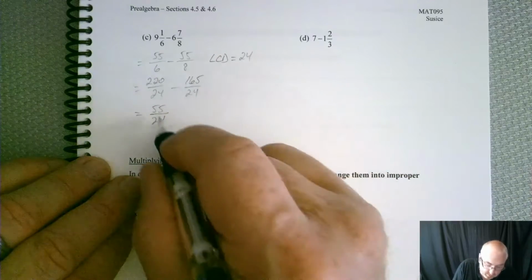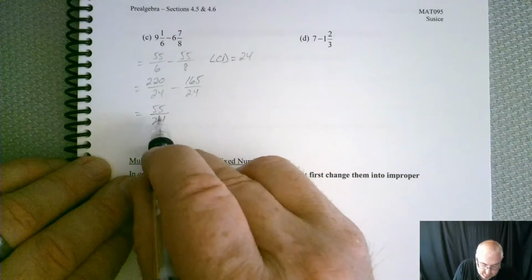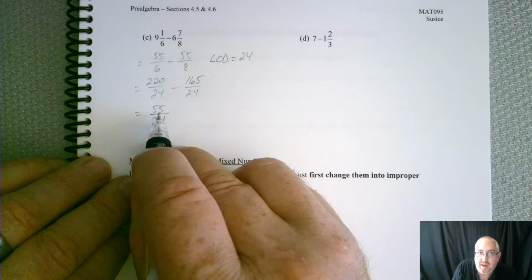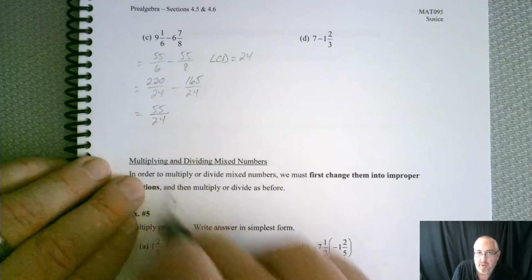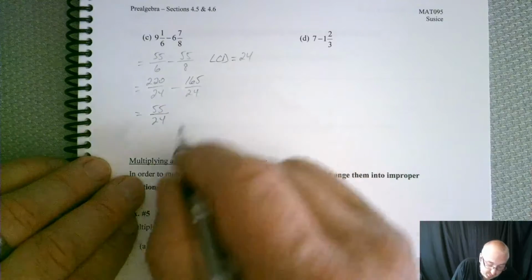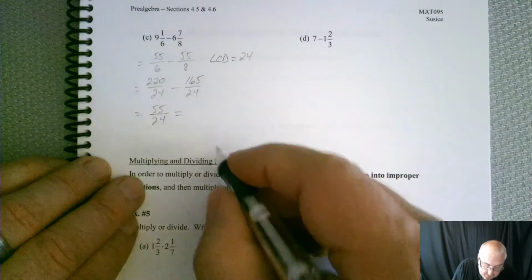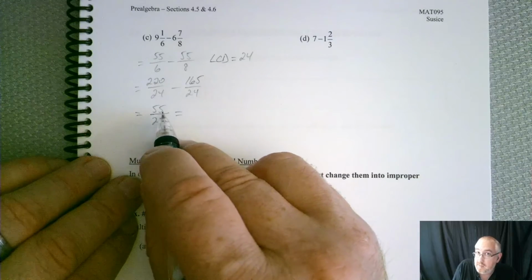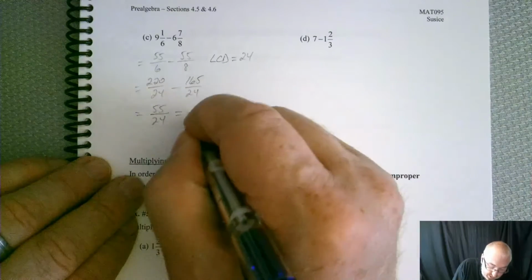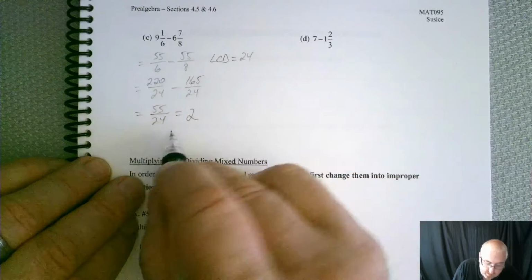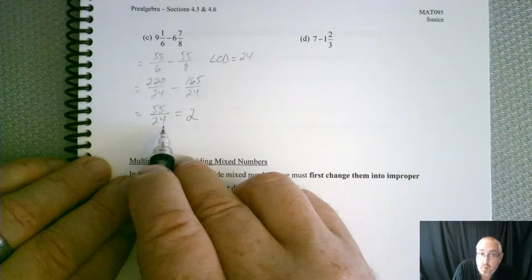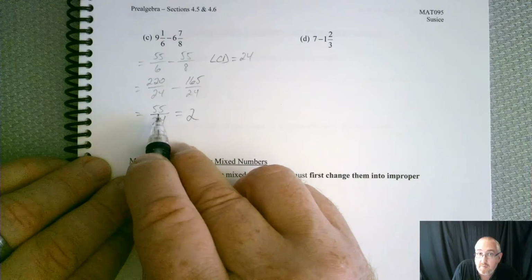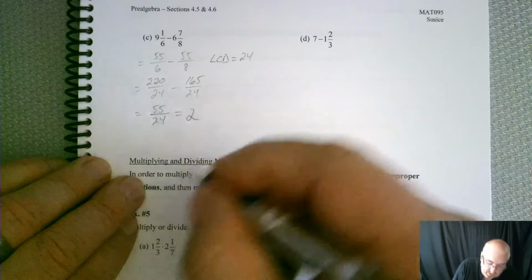And so now, well, can we reduce it at all? I don't think so. Only 5 and 11 go into 55, and neither one of those goes into 24. So we can't reduce it, but we can change it to a mixed number. So 24 goes into 55 how many times? I think it goes in twice, right? So 2 times 24 is 48. So what's 48 off of 55? I want to say it's 7.